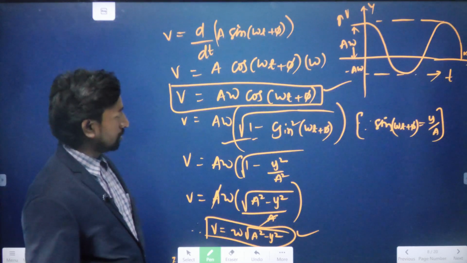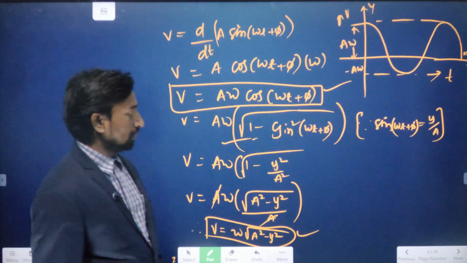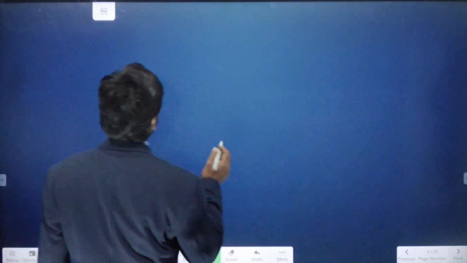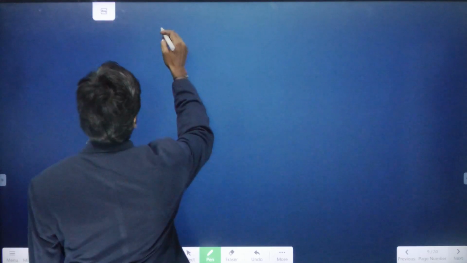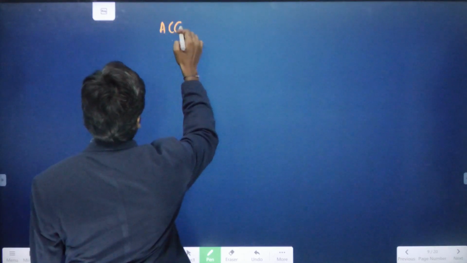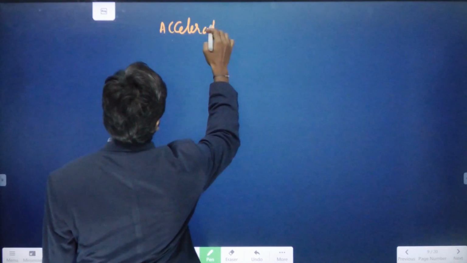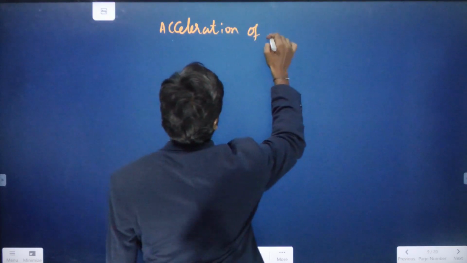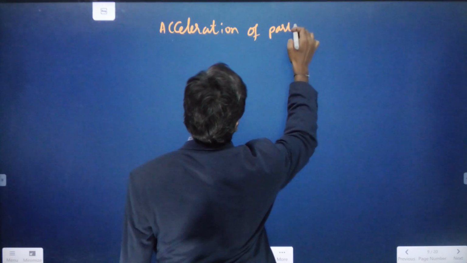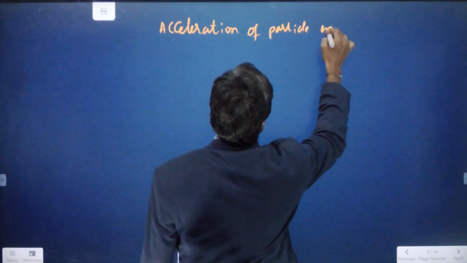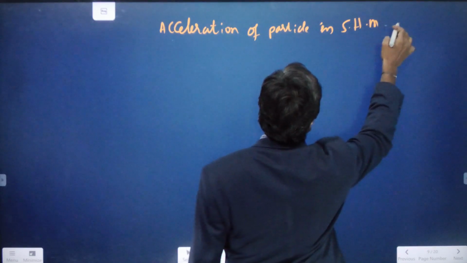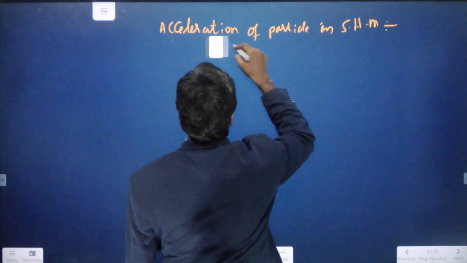Okay. So next we are going to see the equation of acceleration of simple harmonic motion of a particle. So now the acceleration we'll see. Acceleration of a particle in SHM. This can be derived by using the equation here.